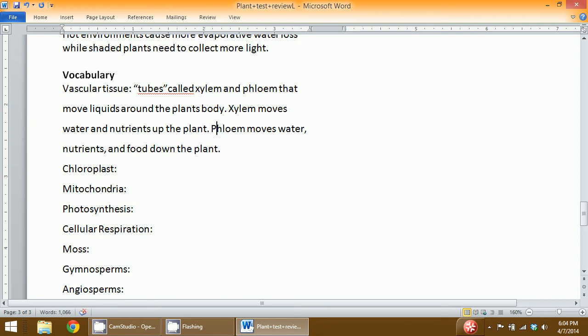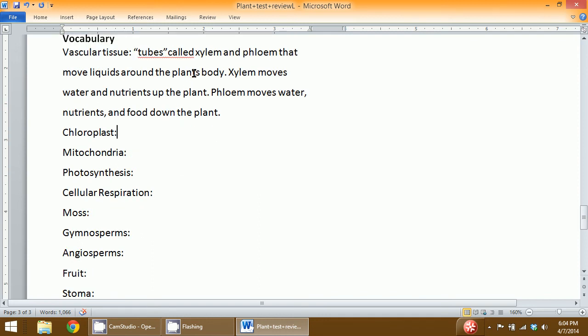The xylem needs to move water up so that it's transpired through the leaves for various reasons. There's lots of reasons why the xylem needs to move water up. The food definitely needs to come down the plant to feed the roots, which is one of the more important reasons for why it's moving down. An easy way to remember: xylem zips up, phloem flows down.